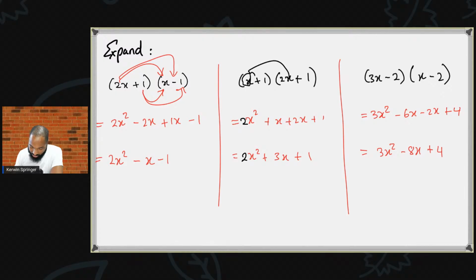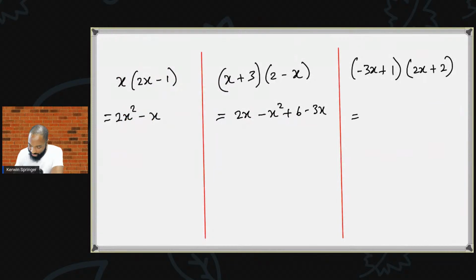X by that, right? X, yes. Thank you. So negative 6x. Negative 3 by that, negative 6x.